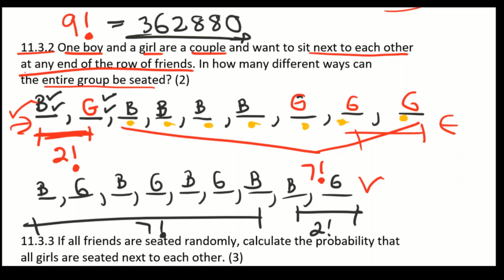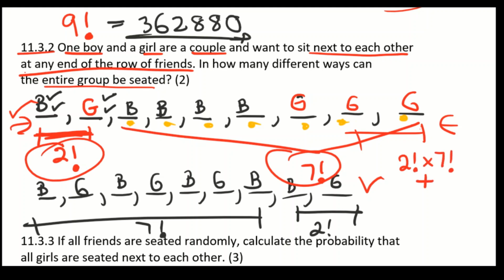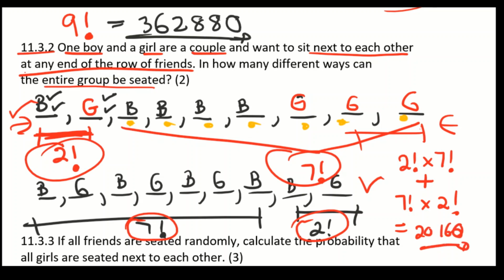So now let's put this into numbers. You're gonna say this 2 factorial multiplied by the 7 factorial, plus this 7 factorial multiplied by this 2 factorial. 7 factorial multiplied by 2 factorial should give you an answer for this question. And please do punch it in your calculator. I'm getting 20160. Right, so this is the answer for this question here.